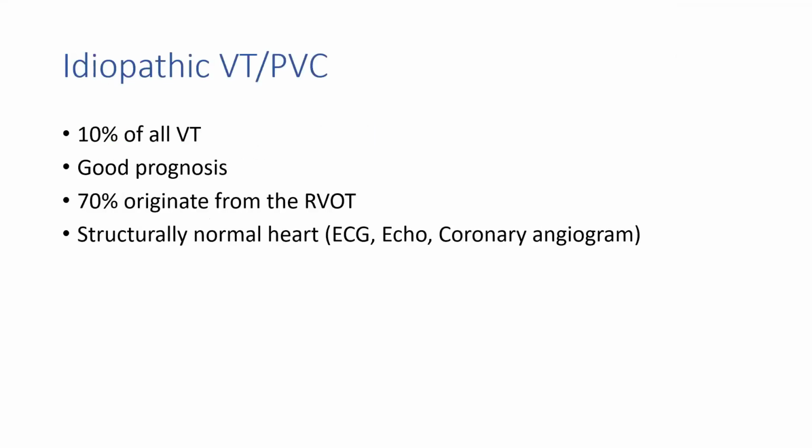First, idiopathic VT constitutes around 10% of all VT. It has a favorable prognosis. 70% originate from the RVOT. It is called idiopathic if it occurs in a structurally normal heart, with a normal ECG, echo, and coronary angiogram. Sometimes there are subtle MRI changes in those patients.